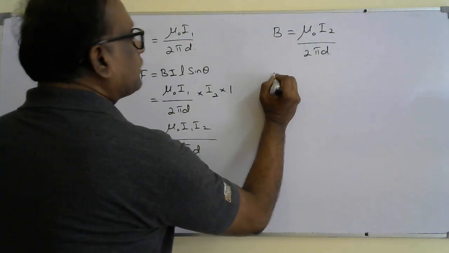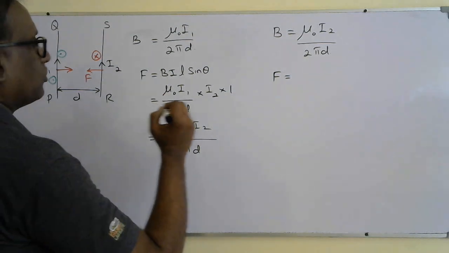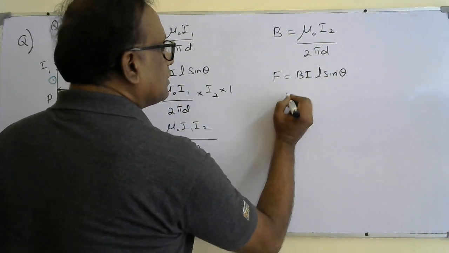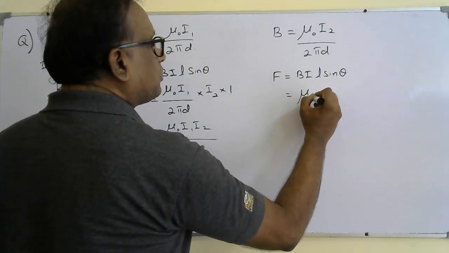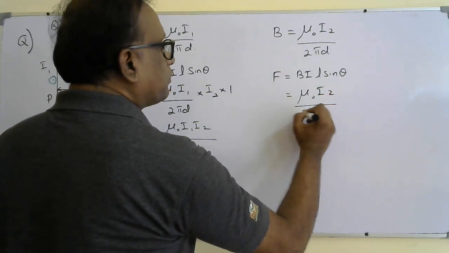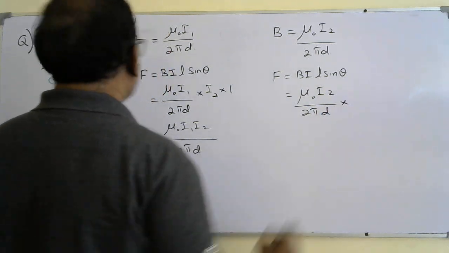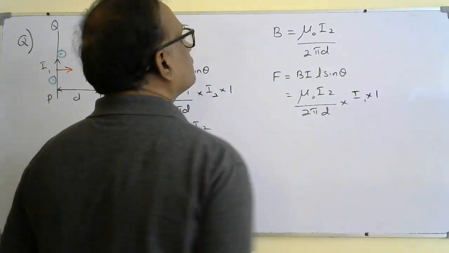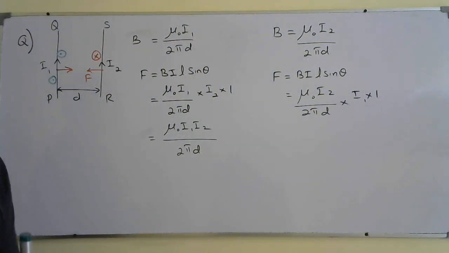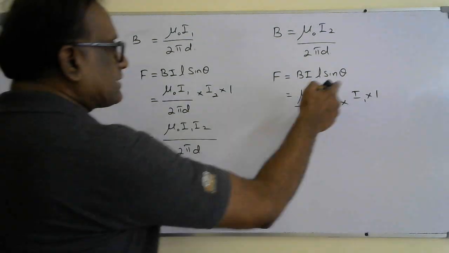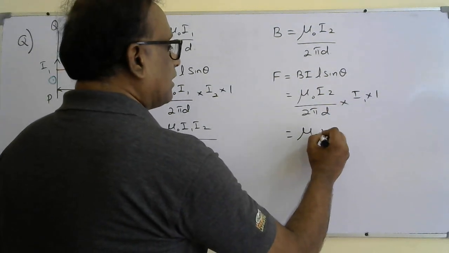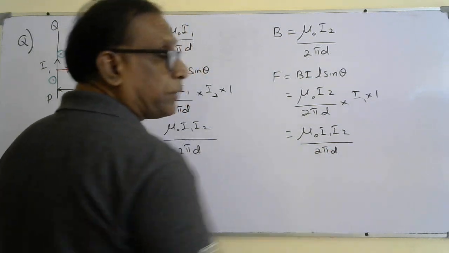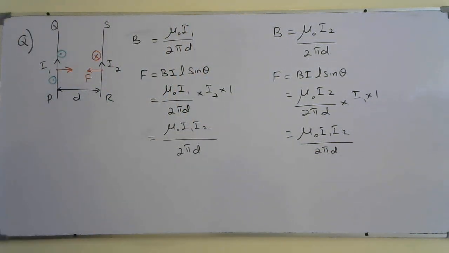So what's the force acting on unit length of wire PQ? BIL sin theta. So B is mu naught I2 over 2 pi d, current I1, and the length is 1. We are considering the force acting on unit length of wire. So you will get the same expression, mu naught I1 I2 over 2 pi d, because they are Newton's third law pair of forces. You will get the same expression.